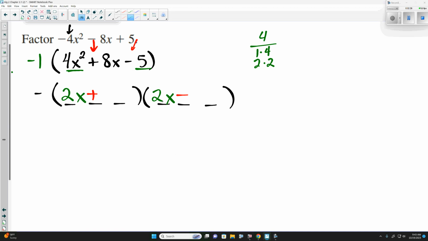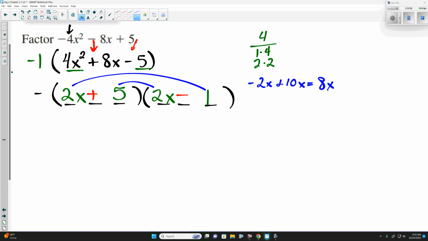Factors of the third term, 5. So we have 1 and 5 or 5 and 1. I'm just saying that based off how we want to plug them in. So we can do 5 first, 1 second. 2x times negative 1 is negative 2x. 5 times 2x is positive 10x, which gives us a positive 8x. Is that what we wanted?